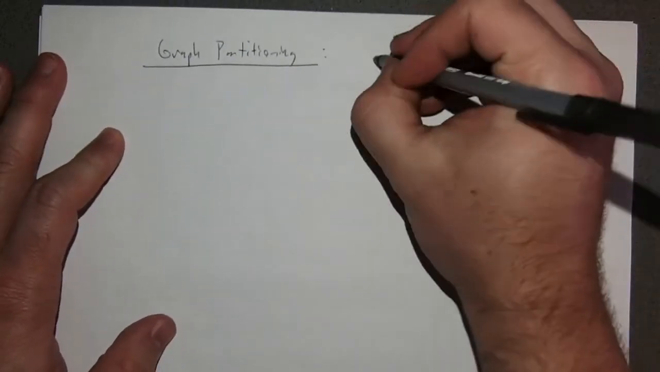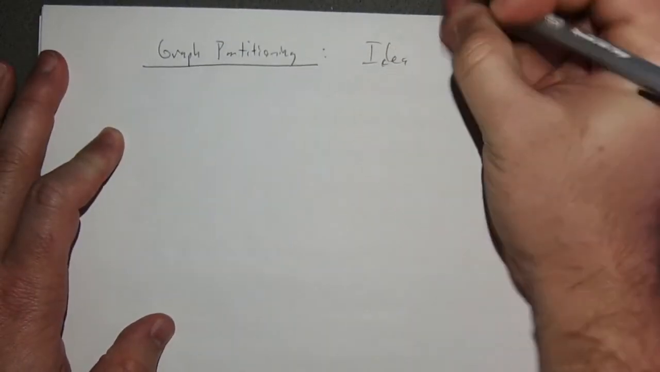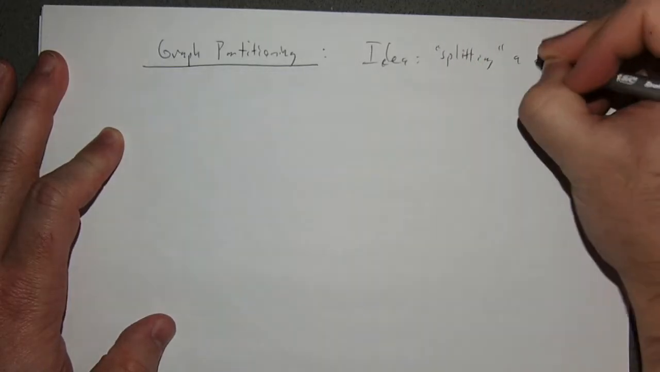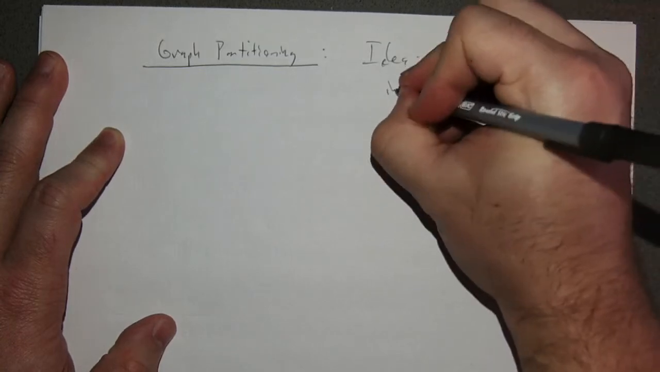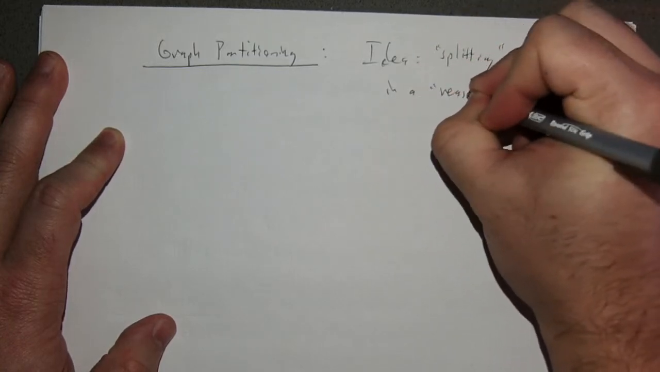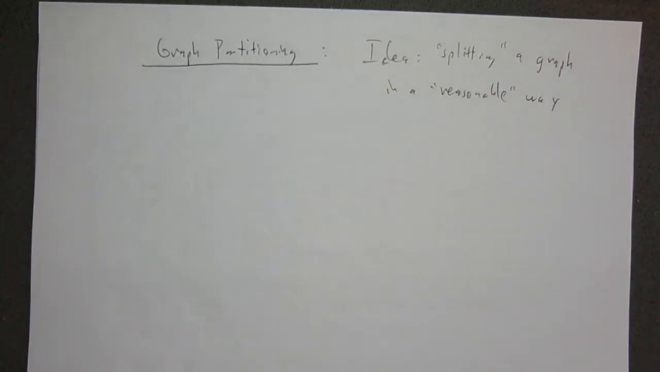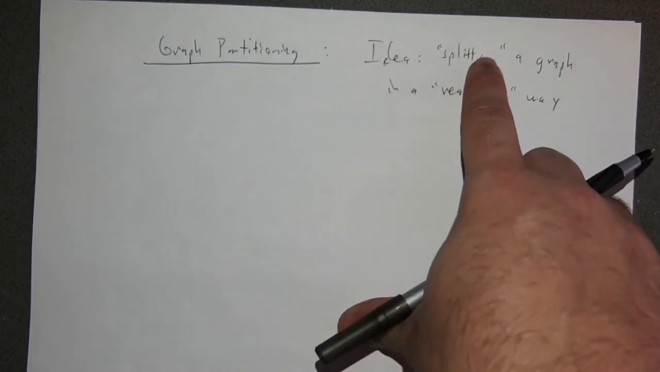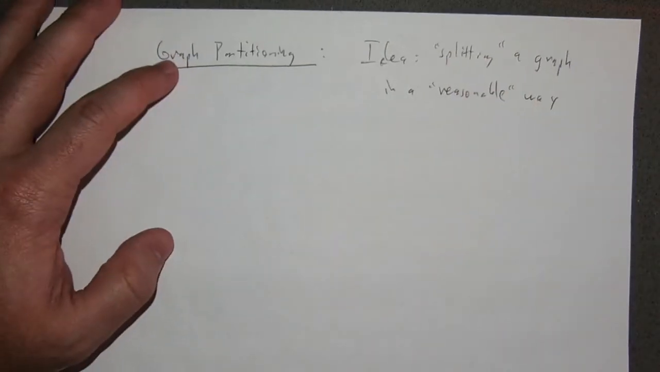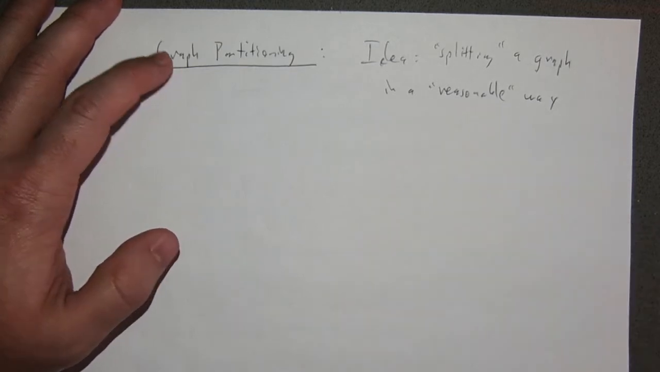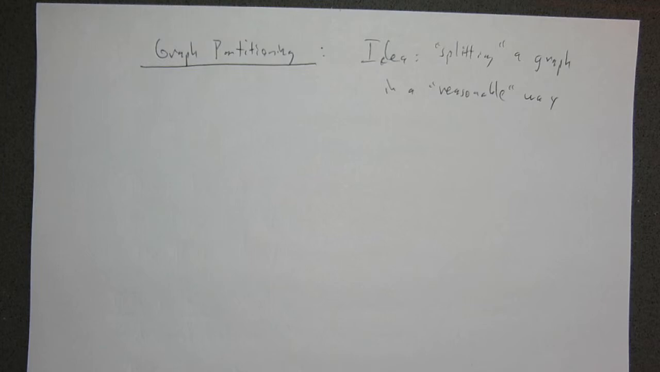So the idea is splitting a graph in a reasonable way, with both "splitting" and "reasonable" in quotation marks. The splitting should barely be in quotations because we are essentially going to be splitting the graph. That's not really in dispute. The reasonable, though, should definitely be in quotation marks because that has a lot of explanation that has to come with it.